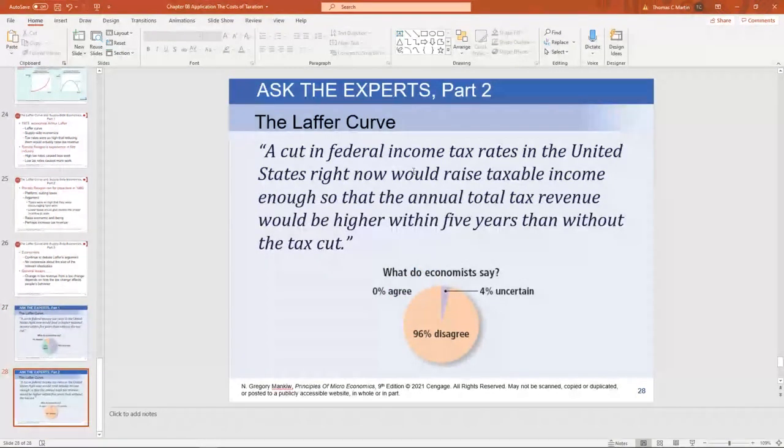Cutting federal income taxes in the United States right now would raise taxable income enough so the annual total tax revenue would be higher within 5 years than without the tax cut. This is a very positive statement here. They're saying it would be absolutely increasing. And when they say that, 96% disagree.